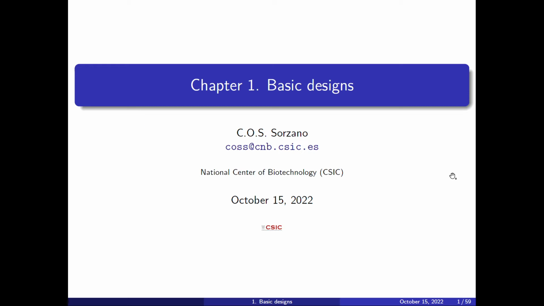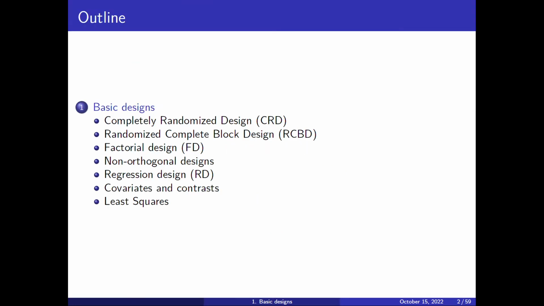We will start this lecture on basic designs. This is part of the course on experimental design for research animals, and these are the different kinds of designs that we will see. We will have the two most common, the completely randomized design and the randomized complete block design. Then we will see factorials and non-orthogonal designs, and even regression ones, and covariates, contrast and least squares. So we will split this into different blocks.